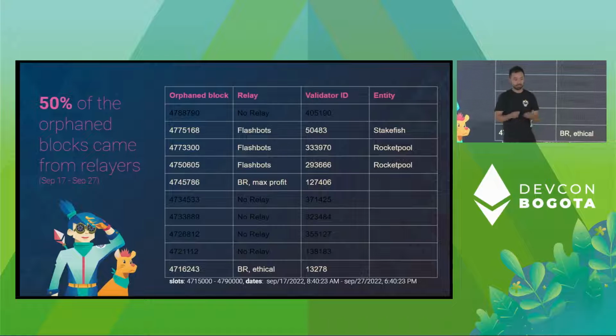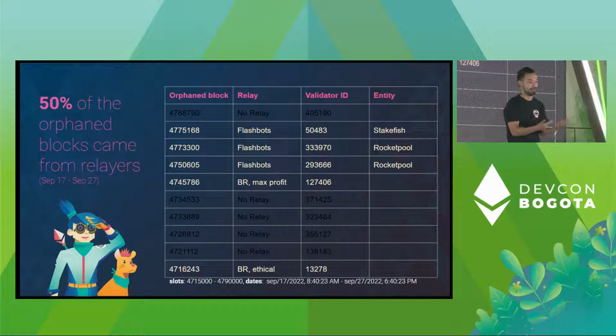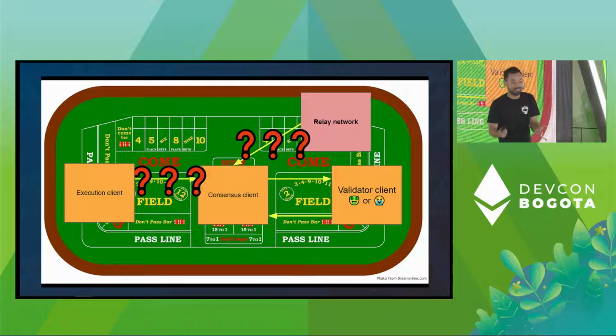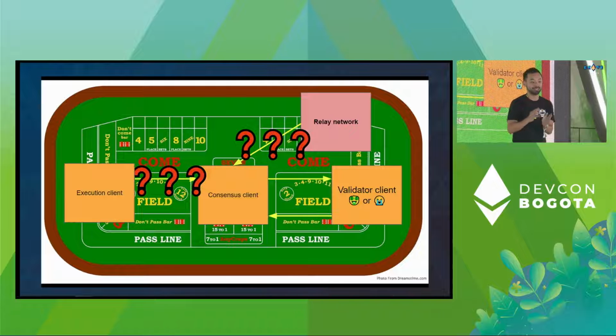So another set of numbers: 50% of the orphaned blocks actually came from relayers, from September 17 to 27. And there's the orphaned block slot, the relays they're using, the validator ID, the entities, right? And that's unfortunate. I mean, you could ask, okay, well, maybe it was going to get orphaned one way or another, we don't know, but still, 50% of it comes from the relayers. It's not just sunshine, rainbows, and butterflies, right? There is risk to this, right?